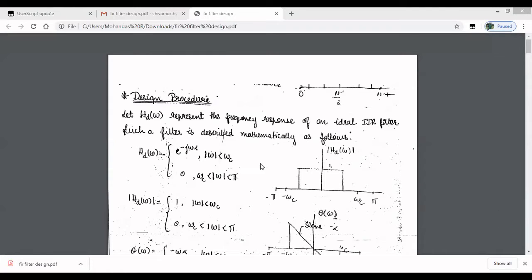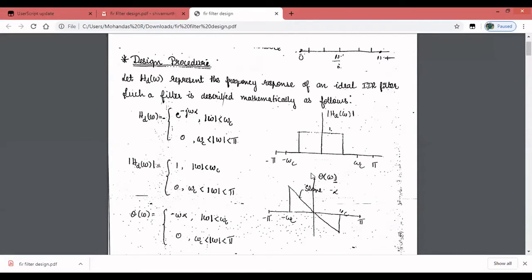Yes, we can see here the screen which I have shared. The frequency response of an ideal filter is mathematically expressed with the equation: Hd of omega is equal to e to the power minus j omega alpha, for omega less than omega c, and it will be 0 for the remaining values, that is, omega varying between omega c and pi. This is one of the simple mathematical expressions we have to remember for designing a FIR filter.